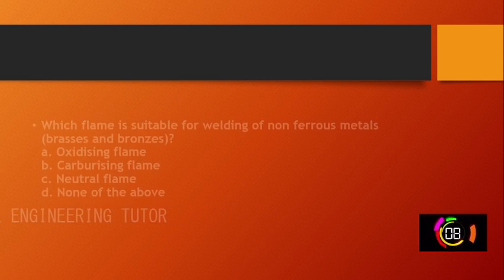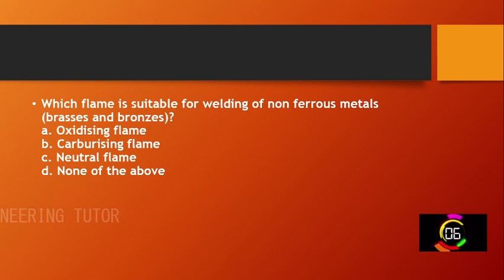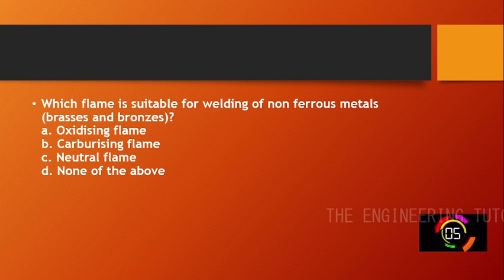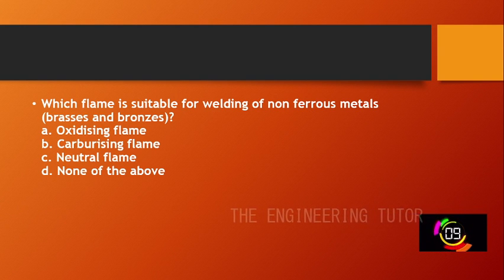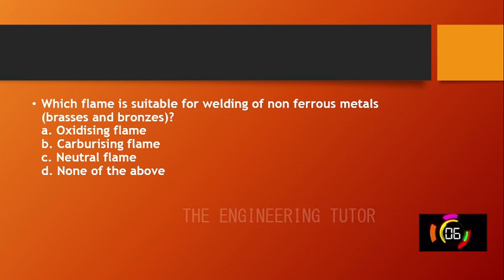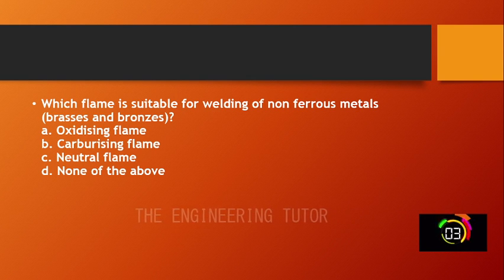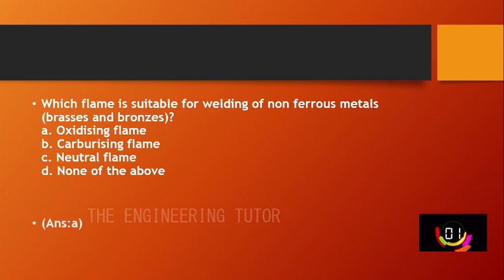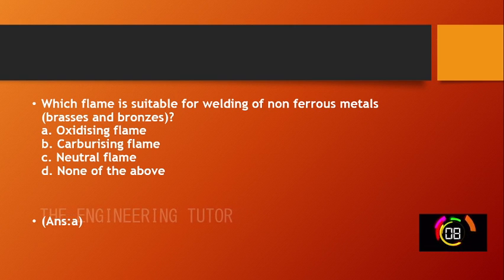Our next question: which flame is suitable for welding non-ferrous metal, such as brass and bronze? I have already mentioned brass and bronze. They are comparatively soft metals. So for soft metal, again, we will be using oxidizing flame. For hard metal, we will be using carburizing flame. For normal metal, we will be using neutral flame. So our option is oxidizing flame for the welding of brass and bronze.